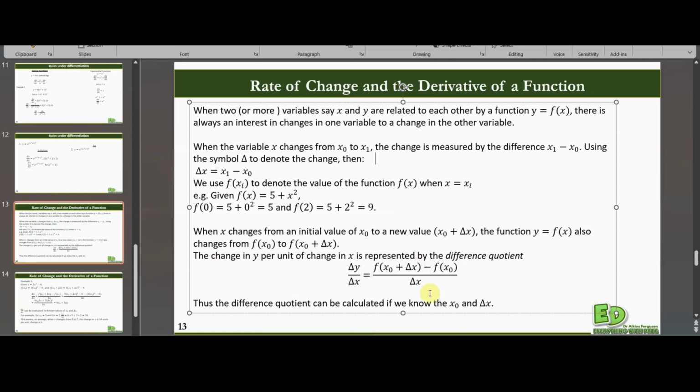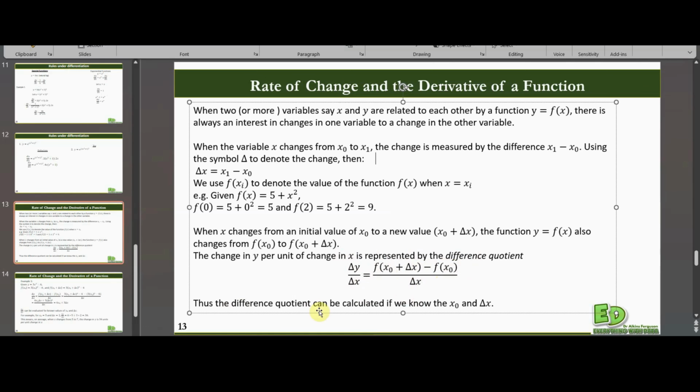This is basically the first principle formula that we learned earlier, right? So it is change in y over change in x, f of x0 plus the change in x minus f of x0, all over change in x, right? So dy over dx is equal to f of x0 plus change in x minus f of x0 all over the change in x. So I would say this is the same as f of x plus h minus f of x all over h, which is our horizontal distance.